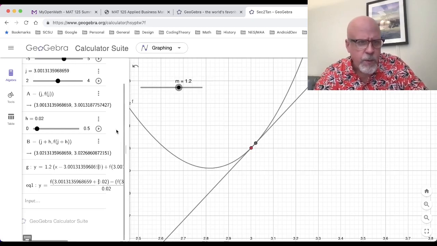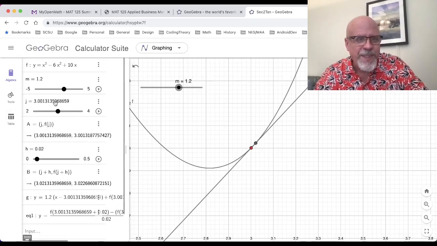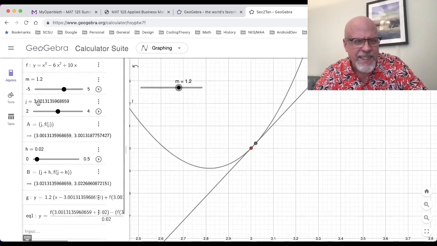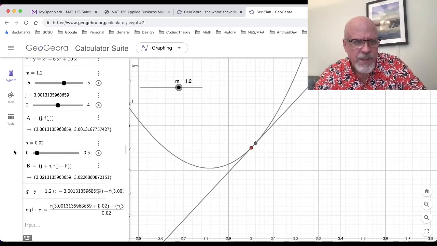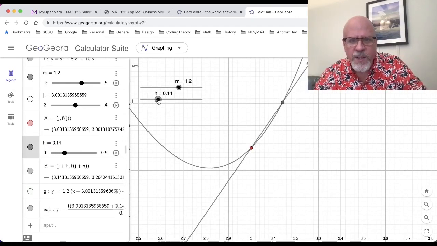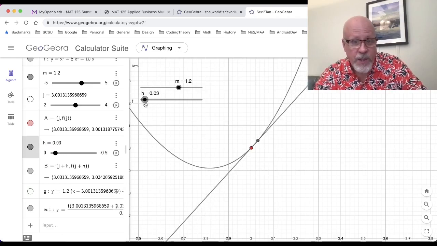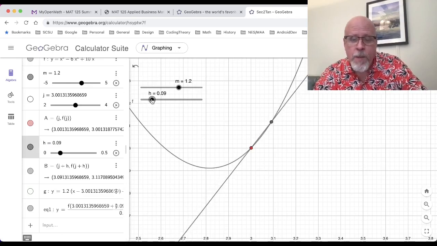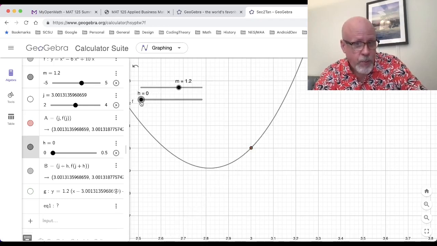Whoops, I'm changing the wrong thing. Sorry. I better turn on the right slider here. It's for h. Let's move h around here. h is the difference in the x coordinates of those 2 points, right? As I move h towards 0, what's happening is the 2 points are drawing closer and closer together.